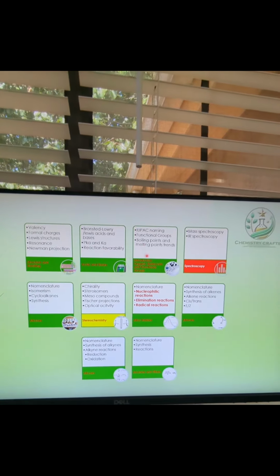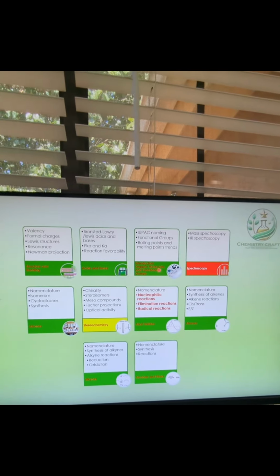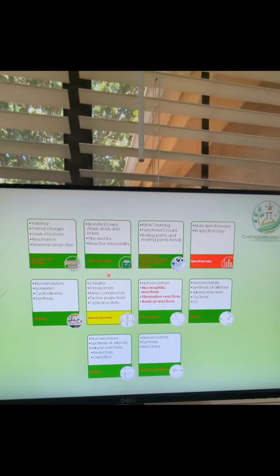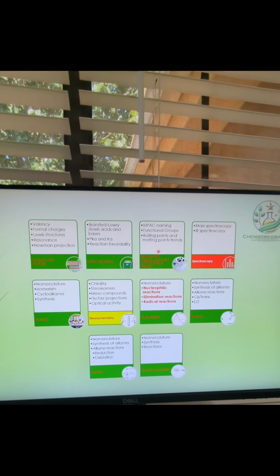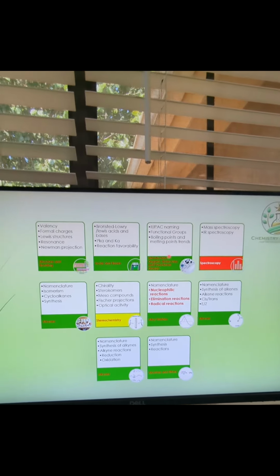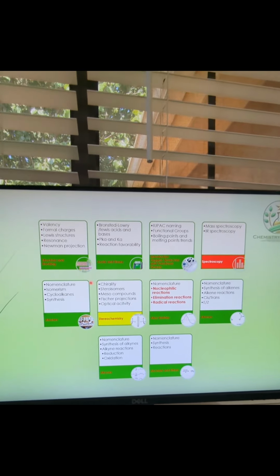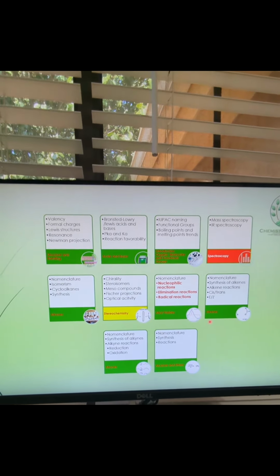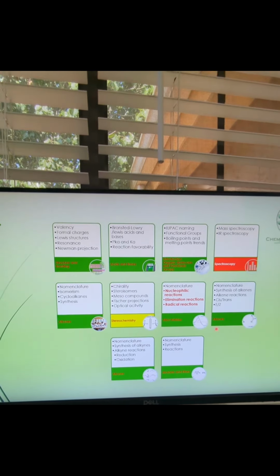The next one is Introduction to Organic Molecules and Functional Groups. Usually this chapter and alkanes are combined together, but I put it separately here. They talk about IUPAC naming, functional groups, and also boiling points and melting points. And then alkanes and alkyl halides.